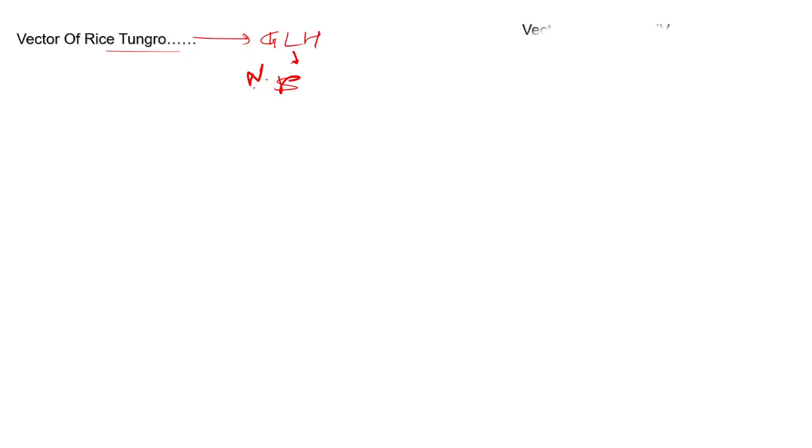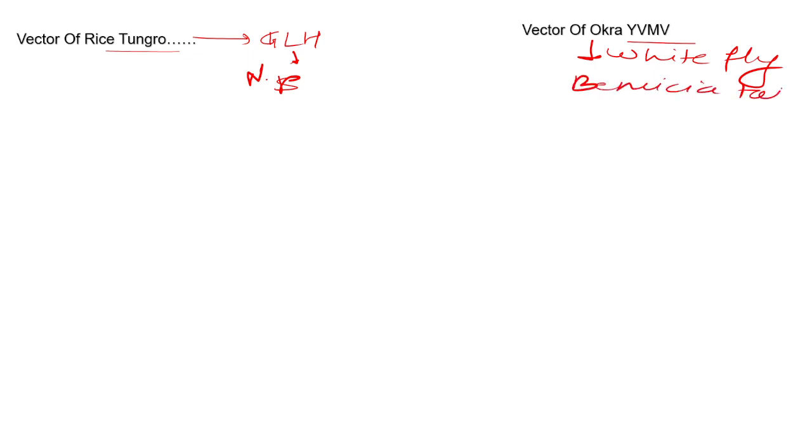Then second question is vector of okra yellow vein mosaic virus. Vector for okra yellow vein mosaic virus is nothing but whitefly, which is known as Bemisia tabaci.